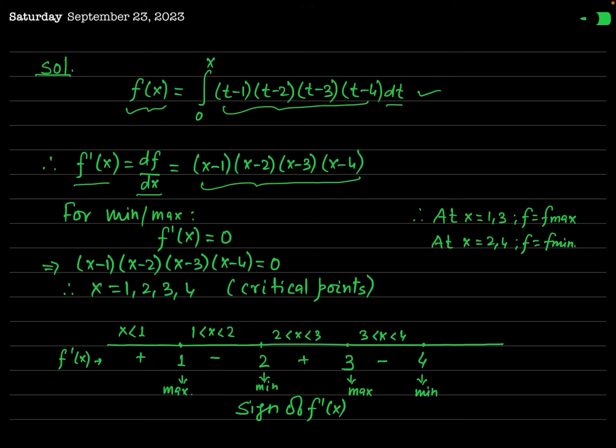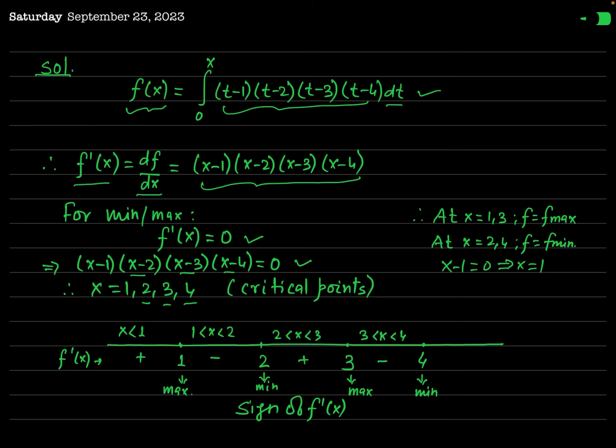Okay, now to decide the minimum and maximum point of this function, we will equate this first order derivative equal to 0. So (x minus 1) times (x minus 2) times (x minus 3) times (x minus 4) will be equal to 0. And from here you can see we will write x minus 1 equal to 0, and that implies x will be 1. And in the similar manner, when you will equate x minus 2 equal to 0, x will be 2. x minus 3 equal to 0, x will be 3. And x minus 4 equal to 0, x will be 4. So there are 4 critical points or 4 values of x.